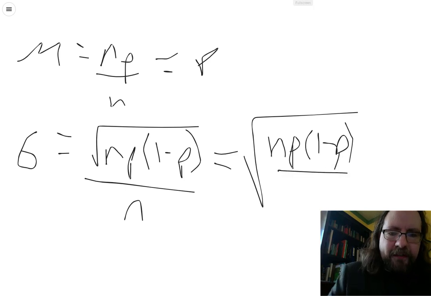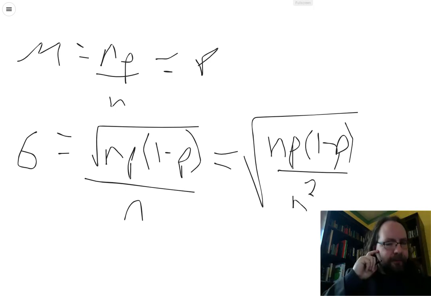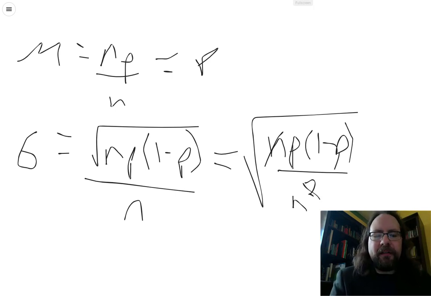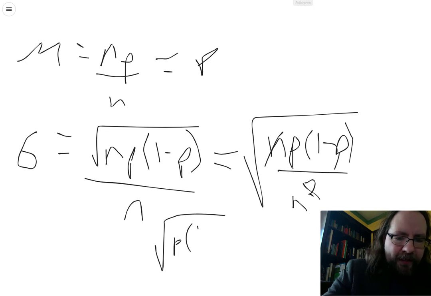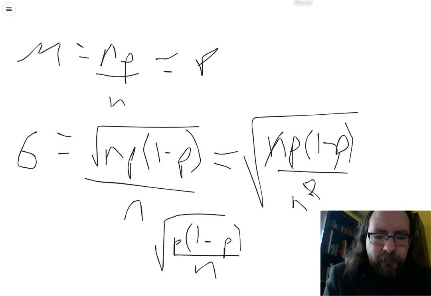The easiest way to show what would happen here is if I put everything under the square root sign, the n is going to become an n squared. And then under the square root, I have an n and an n squared. So one n is going to divide out of numerator and denominator, and I'm left with the square root of no more n in the numerator, just p times 1 minus p, and the denominator inside the square root is just n. So what does that actually mean?